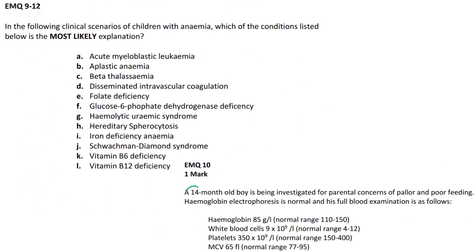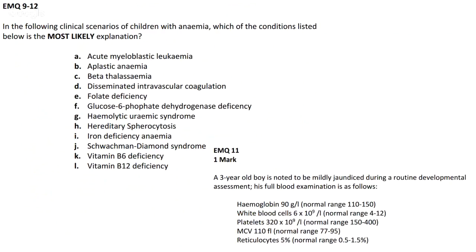Okay, a 14-month-old boy, so he's just over 1 year old. He has pallor, poor feeding, and his Hb electrophoresis is normal. We'll go through this. That's low, that's normal, that's normal, and that is low. What do you think he has? Iron deficiency. And how do we rule out beta thal? Because of his hemoglobin electrophoresis. Very good. Okay.